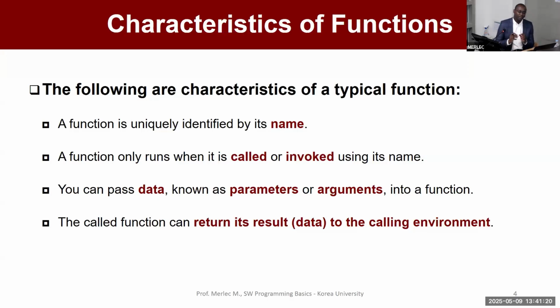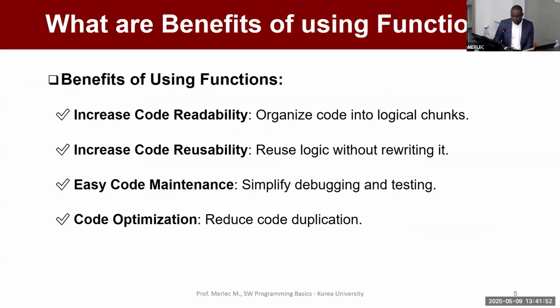Third, you can pass data to a function while calling it, which are known as parameters or arguments. They can be sent to the function when we call it, and then a function can also return a result or data to the environment that called the function, to use that output coming from the function. These are the four main characteristics of a typical function in Python.